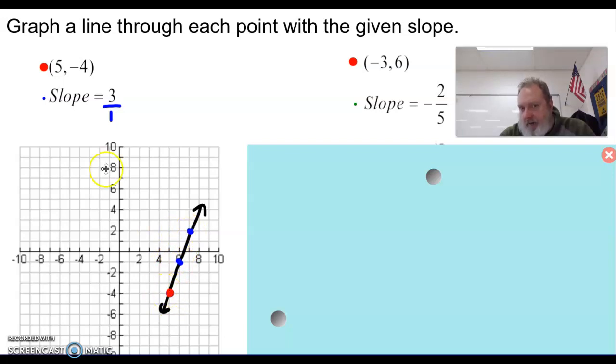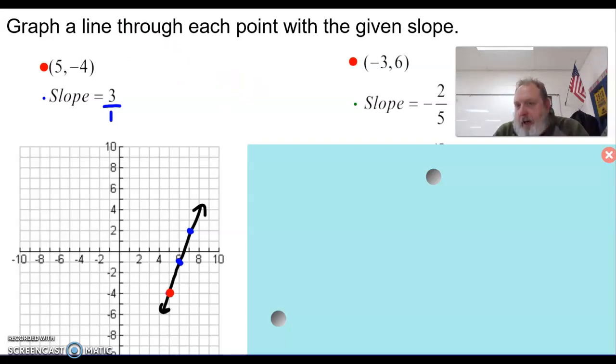So typically we'll graph the given point, then at least 2 more points after that. So the difference here today, instead of starting at a y-intercept, we are starting at the given point. So we graph the given point, then from that point, we calculate the slope. So that is the only thing that is different from this section and last section.